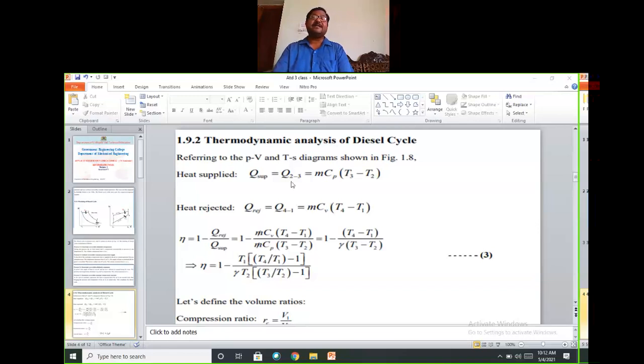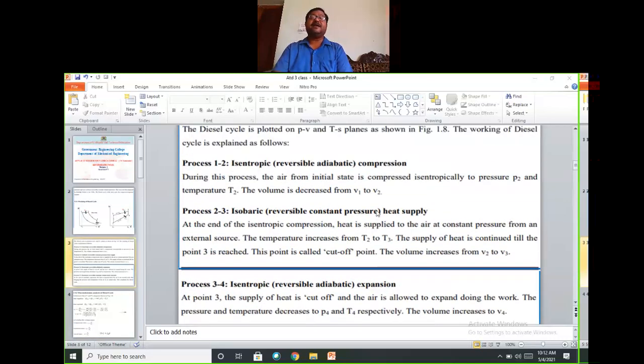Heat supply and heat rejection. Here, heat supply Q2 to 3 is m Cp (T3 minus T2). If you have any one book, just open the diesel cycle diagram and you will come to know. The same type of diagram will be there in all the books, only the notations may change, but the diagram is the same. Heat rejection, Q4 to 1, is m Cv (T4 minus T1).